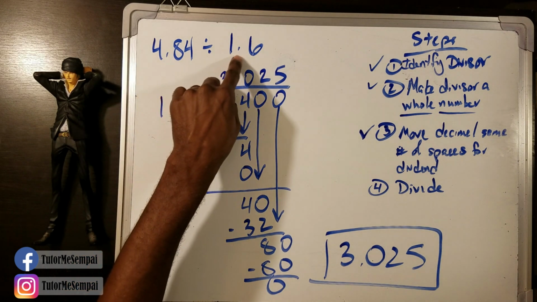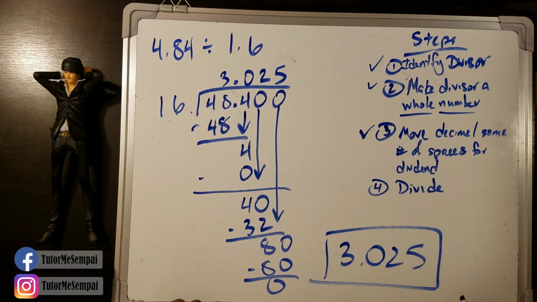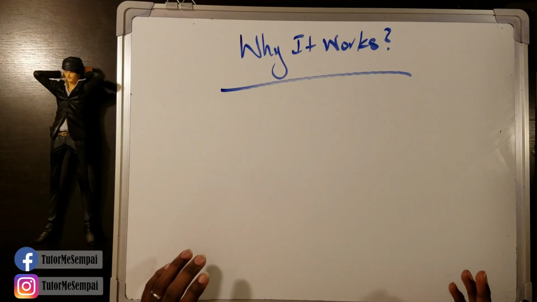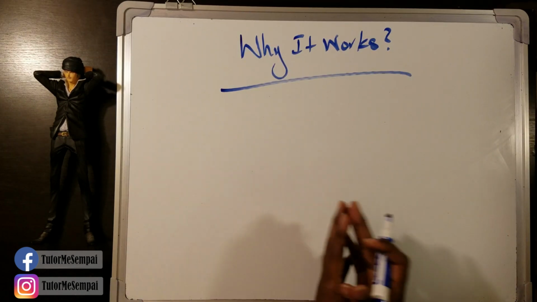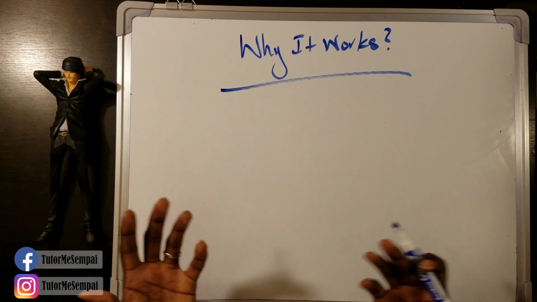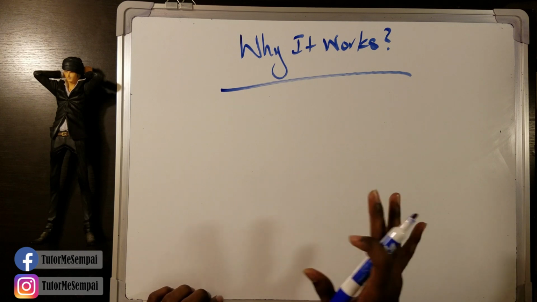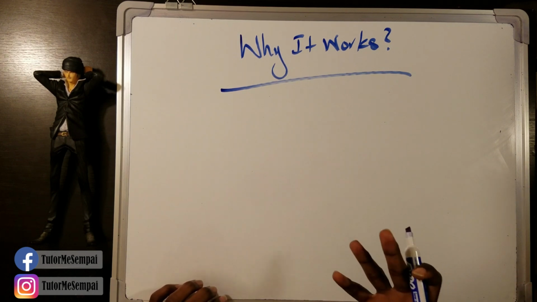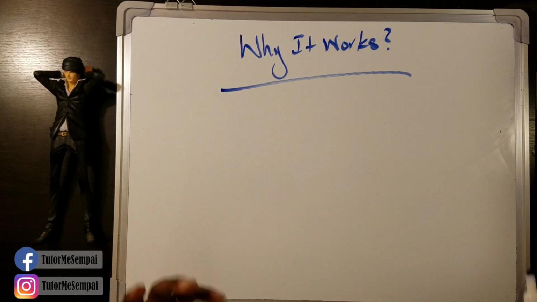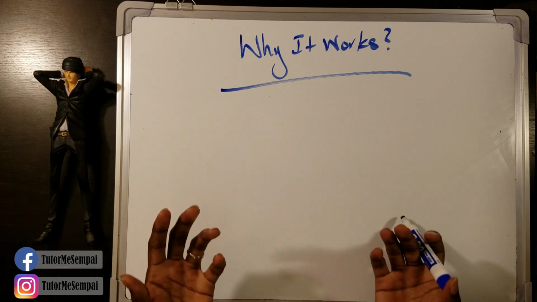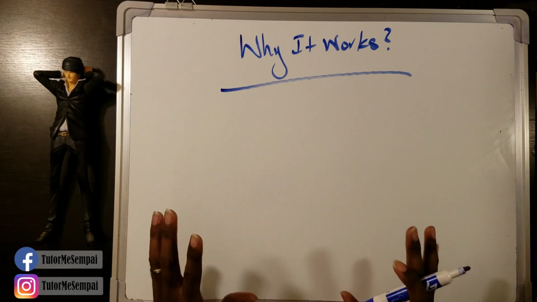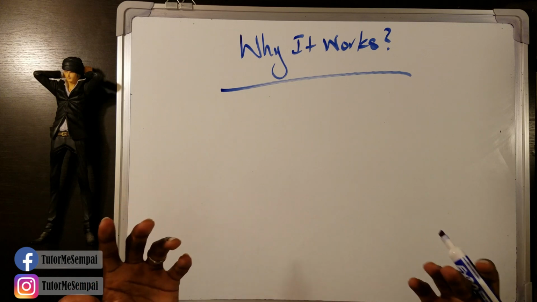4.84 divided by 1.6 is going to be 3.025. Now to slightly pull back the curtain on this magic trick, we're going to talk about why moving the decimal for the divisor is even a viable thing to do. Why does this work? Well, it's very simple. This works because we're not just moving the decimal. If you know about moving your decimal places, what are you actually doing? You're multiplying by a power of 10.